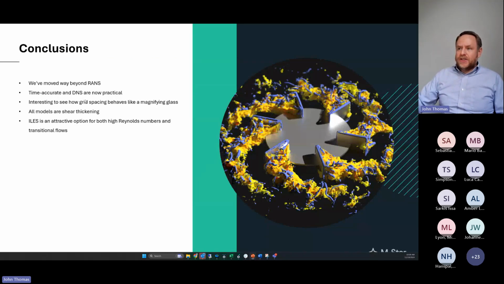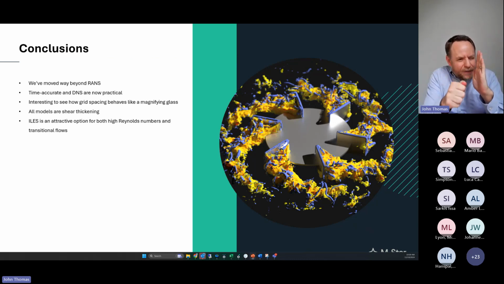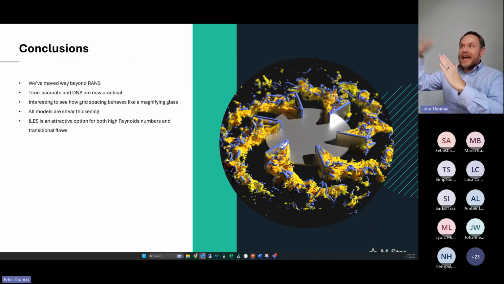We move way beyond RANS. Time accurate LES and DNS are practical. It's interesting to see grid space being a magnifying glass for the simulation. These models for LES are shear thickening. ILES can be attractive. Boy, I'm running out of time. I see the stagehand waving me off. But importantly, it's an attractive approach to doing industrial scale systems.